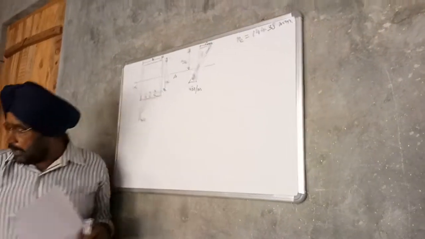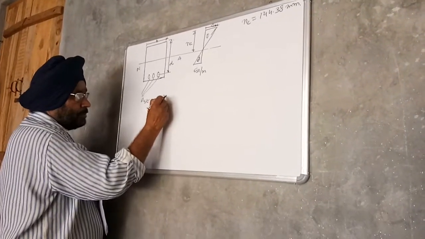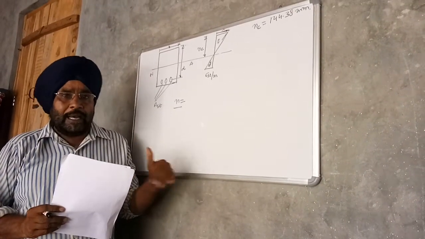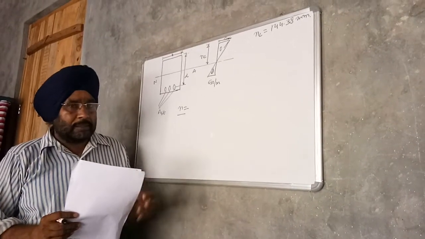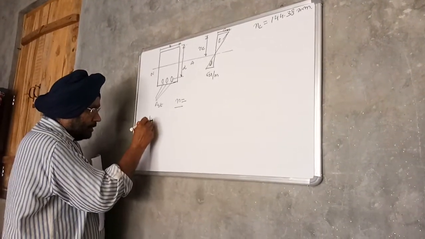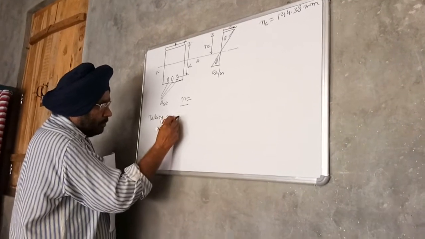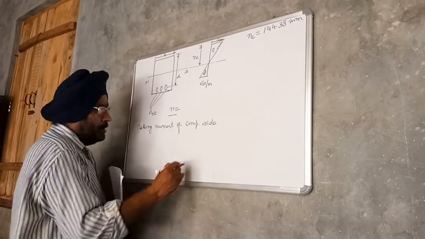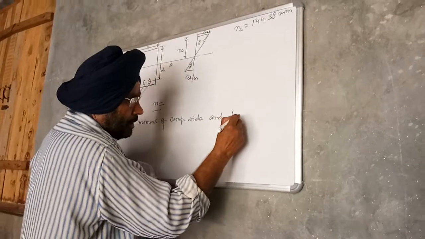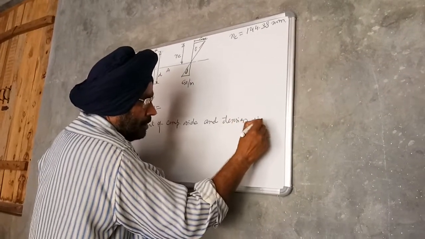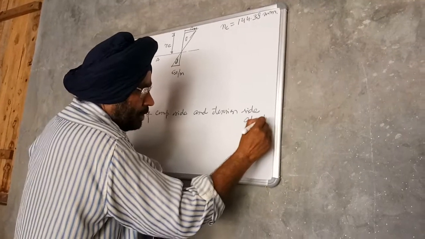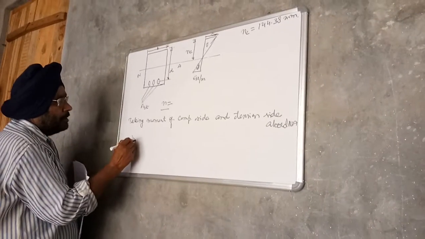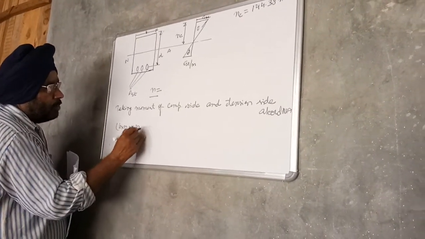So the depth of the actual neutral axis is N. N is determined by equating the moments of the tension side and compression side about the neutral axis, that is, taking the moment of the compression side and tension side about the neutral axis. So the area of compression is B into N, and this area lies at a distance N/2 from the neutral axis.